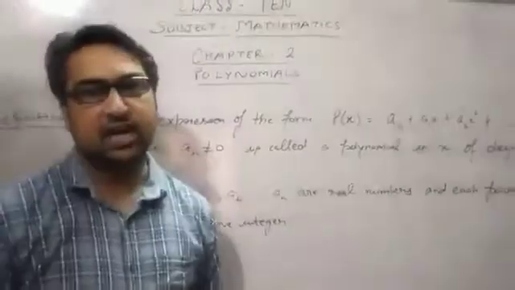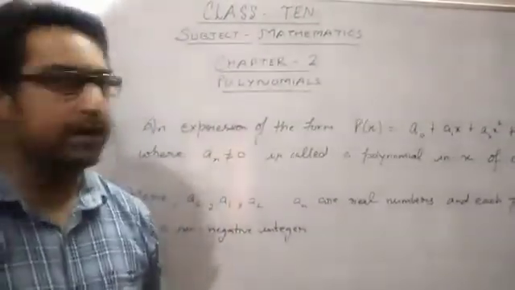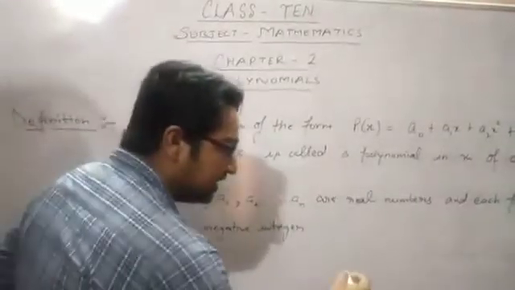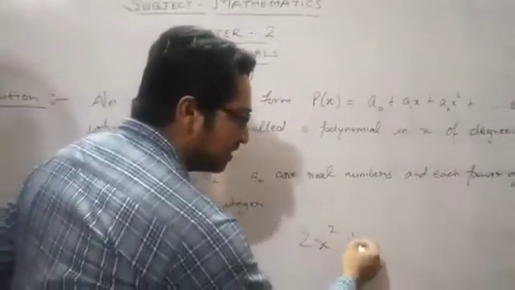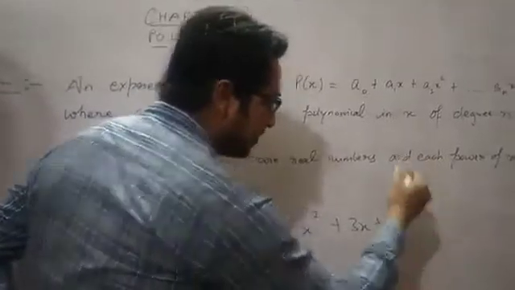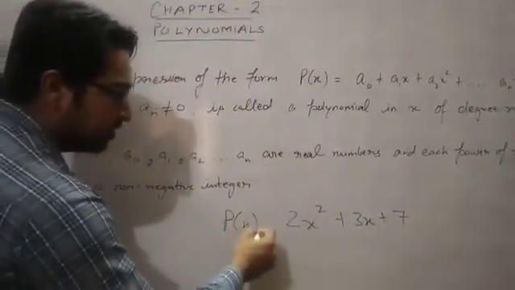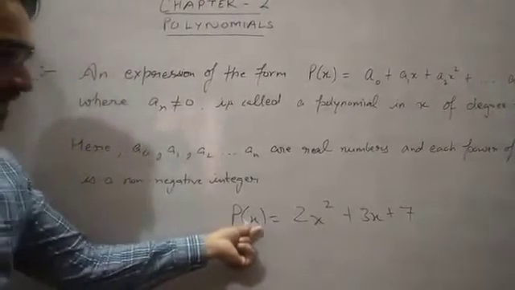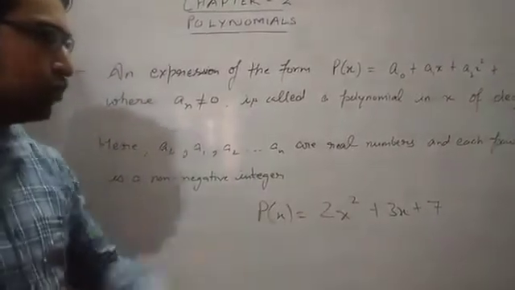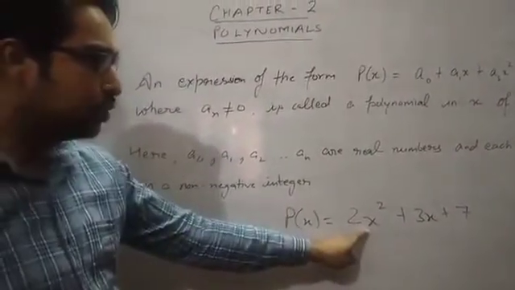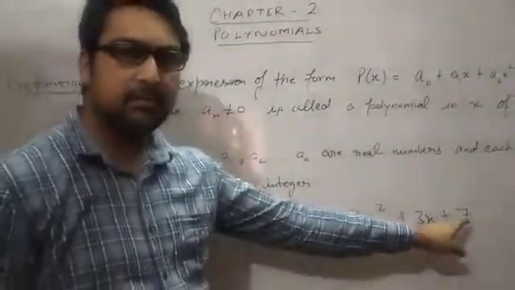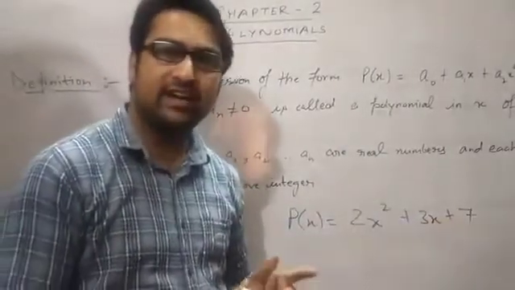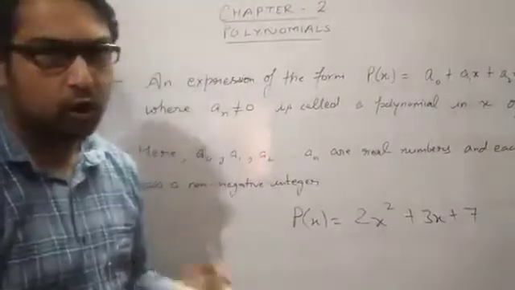Okay, चलिए अब आपको बताते हैं इसका मीनिंग क्या होता है. कोई भी पॉलिनोमियल, let 2x square plus 3x plus 7. It is the polynomial of x. Here p stands for polynomial and x is the variable present in the polynomial. Here we see 2x square plus 3x plus 7 is a form of an expression which is called a polynomial.